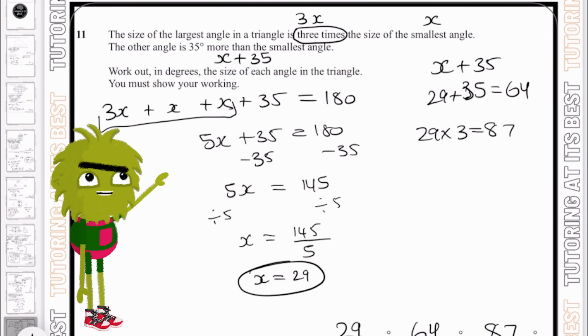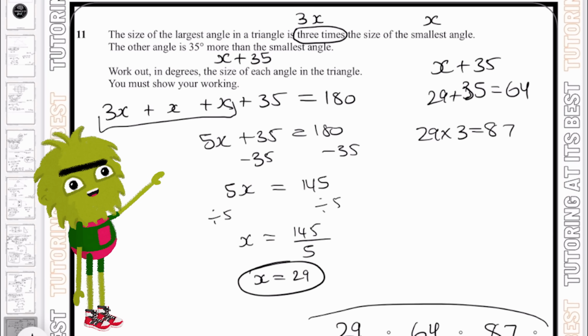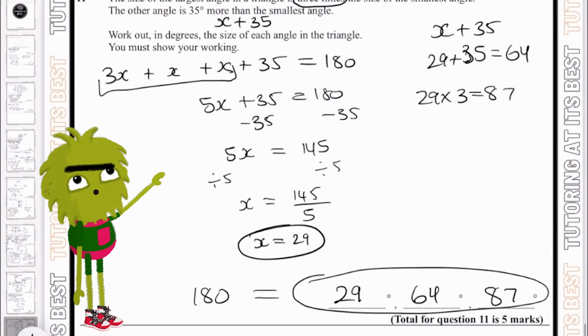Do remember that when you have your answer and you know it's a triangle, try to add up all of your answers to check if it adds up to 180 degrees. If it does, then you're correct. But if it doesn't, then you need to double check your work to see if anything has gone wrong. But without that, you've got yourself 5 marks, and that's amazing.